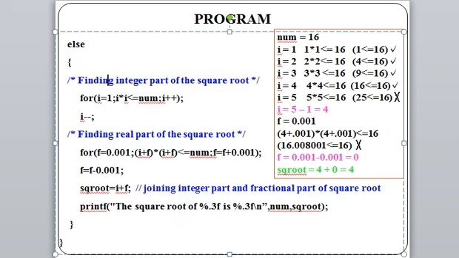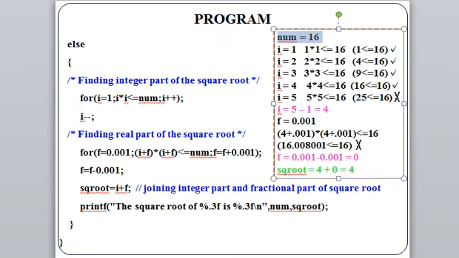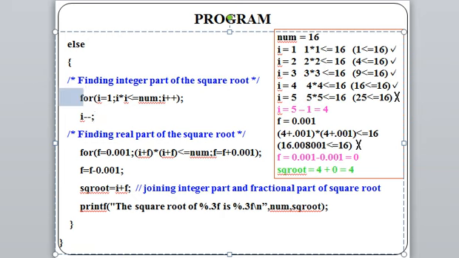First line. You can observe these two lines. These two lines together find the integer part of the square root. That's why I made a comment saying finding integer part of square root. So now let me execute this line. We know that num is 16. When I execute this line, first it will execute the initialization part of this for loop.